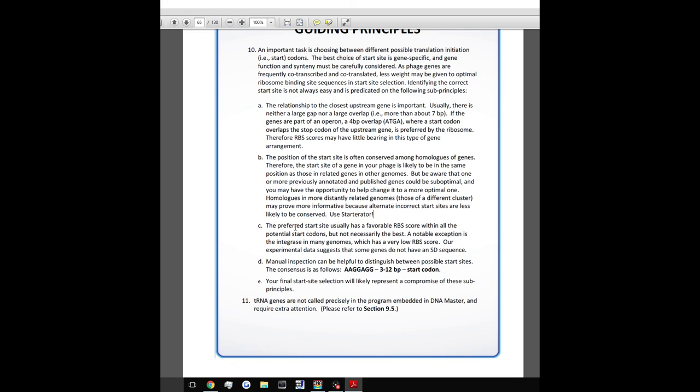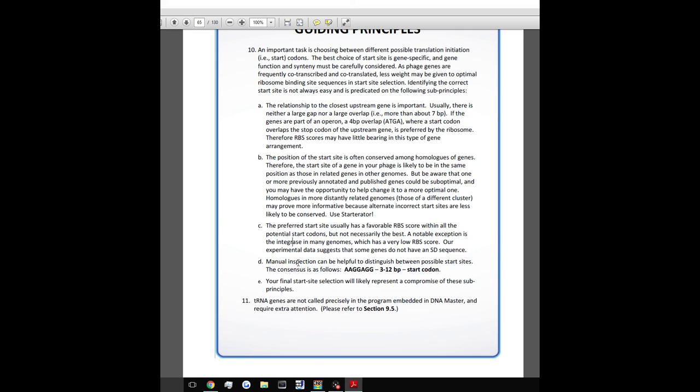C, the preferred start site usually has a favorable RBS score within all potential start codons, but not necessarily the best. So I think I showed you guys that before. If I didn't, we'll definitely cover it soon again in an upcoming episode. But they usually have a good score, but as it says here, not necessarily the best. So you shouldn't really be expecting your start site to have the worst or one of the worst scores, except for this exception here with the integrase.